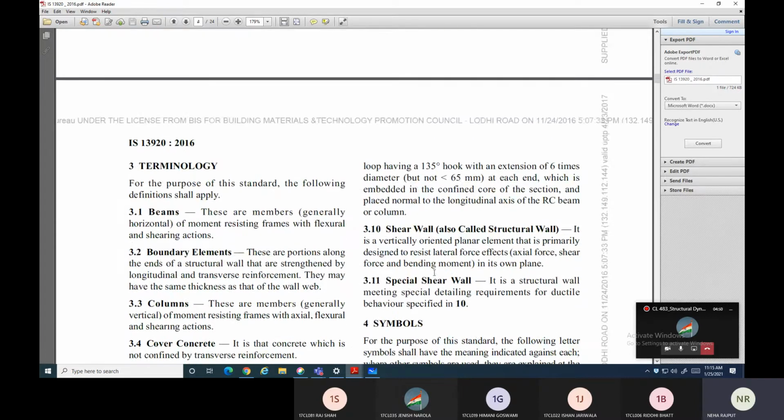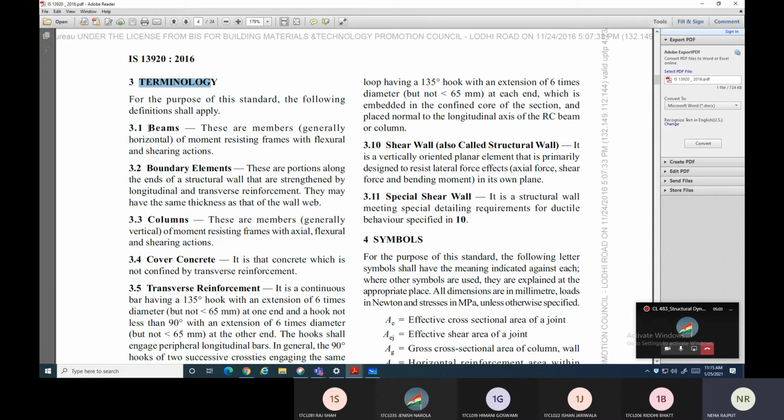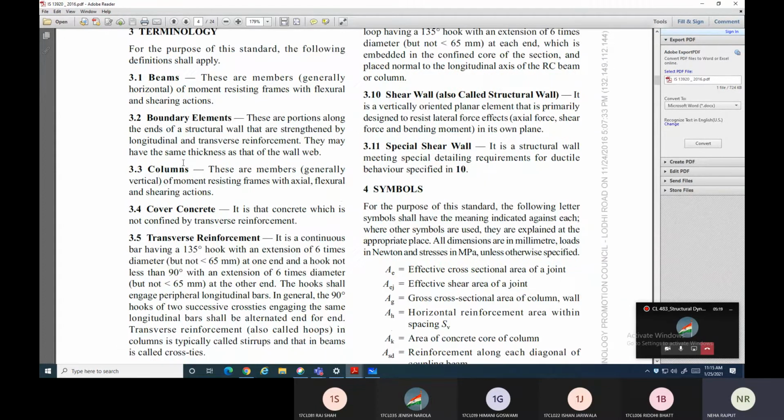So here some terminologies are given for the building as per the seismic forces, that you can see from this part. Definition of beam: these are the members, generally horizontal, of moment resisting frames with flexural and shearing action, that is bending and shearing both. Then column definition: these are the members, generally vertical, of moment resisting frame with axial, flexure and shearing action.